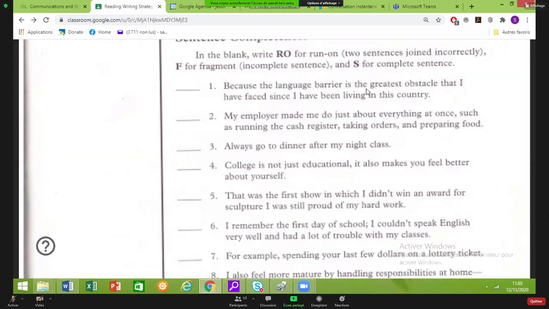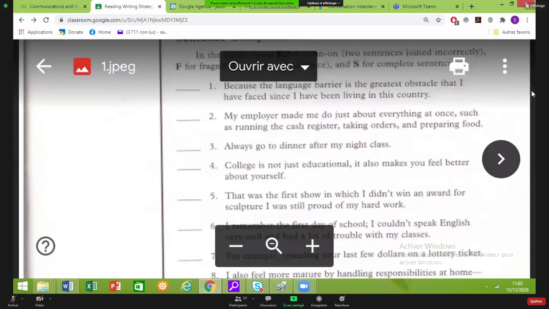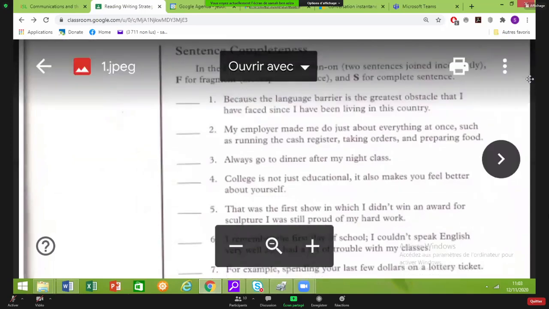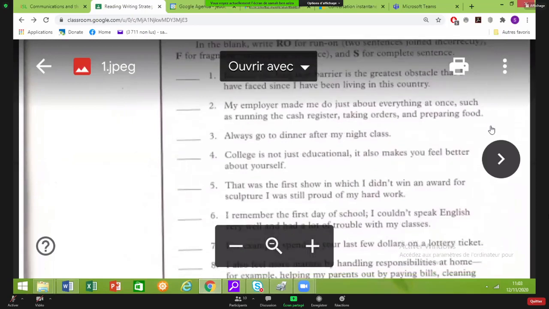Number 6. Can you move on? You have to breathe. Yes, I can read. I remember the first day of school. I couldn't speak English very well and had a lot of trouble with my classes. Okay, so I remember the first day of school, okay.